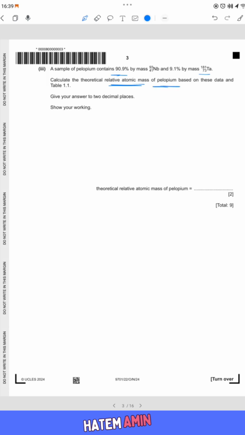What is the first one? The first one, which is niobium, has a percentage of 90.9, so 90.9 over 100. This is the percent multiplied by the mass. Look at the question. He said, based on this data and table 1.1, give your answer. So if the examiner mentions any given information, you must use it, like table 1.1.